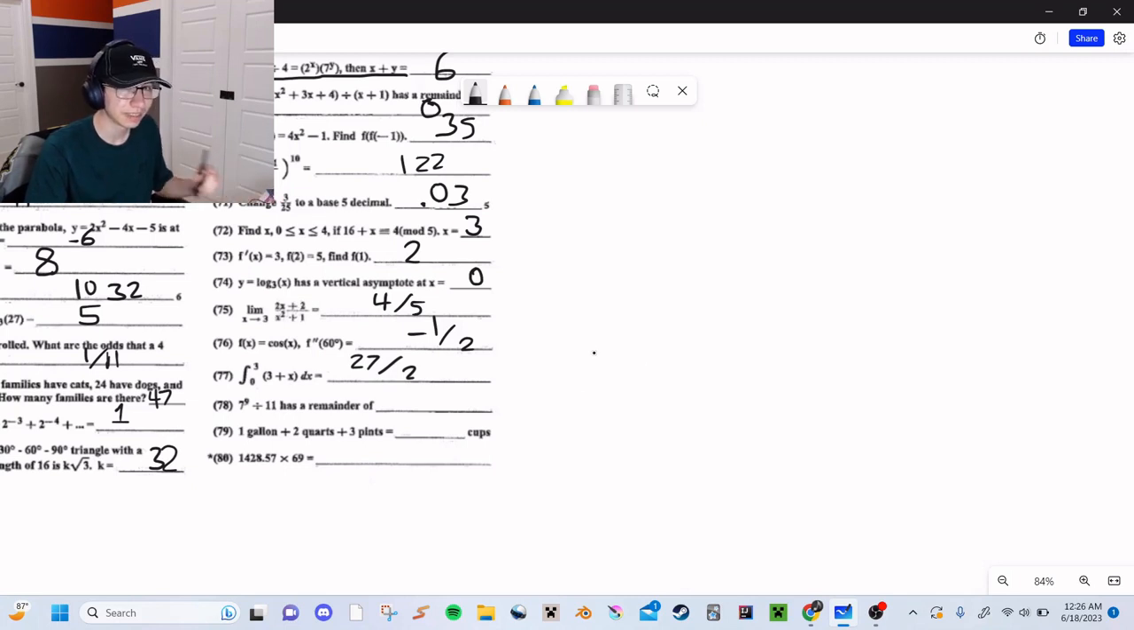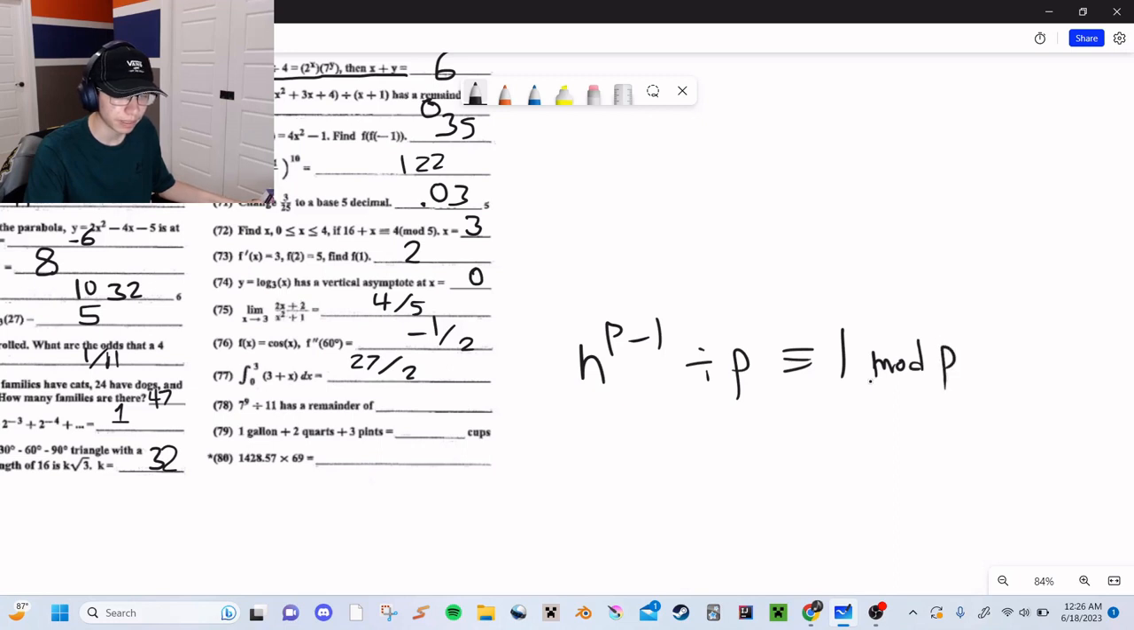Right? Wrong. Here's why. So for Fermat's little theorem, it tells us that n to the p minus 1 divided by p is always going to have a remainder of 1 mod p.